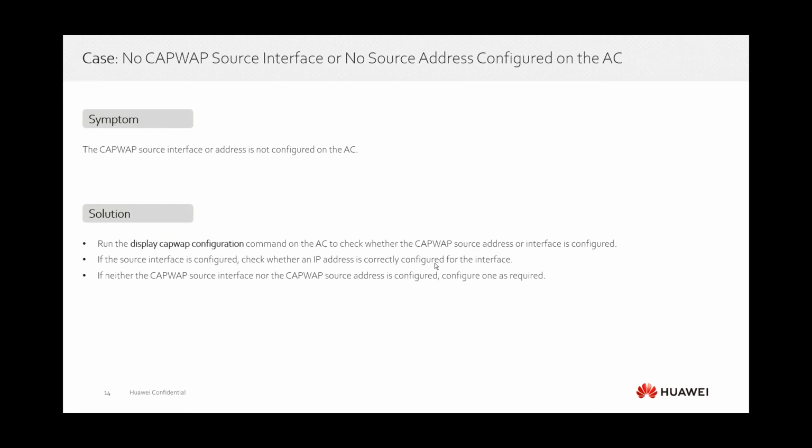If the CAPWAP source interface or address is not configured on the AC, the AP will fail to go online. To solve this problem, we need to check whether the CAPWAP source interface or source address is configured. If the source interface is configured, check whether the IP address is correctly configured for the interface. If neither the CAPWAP source interface nor the CAPWAP source address is configured, configure one as required.